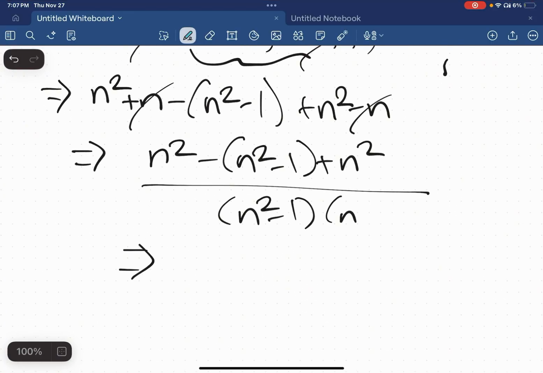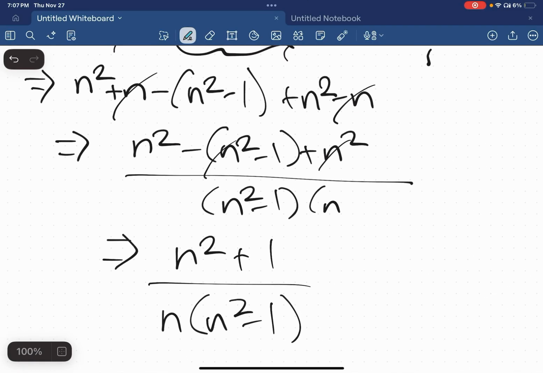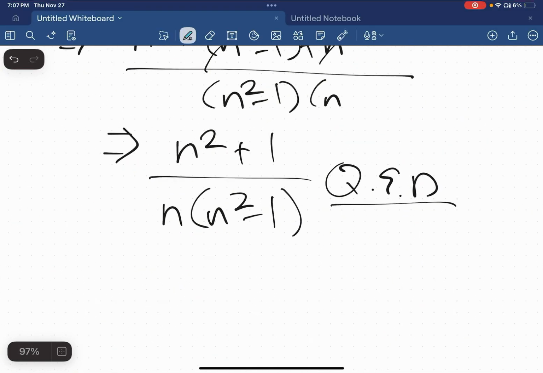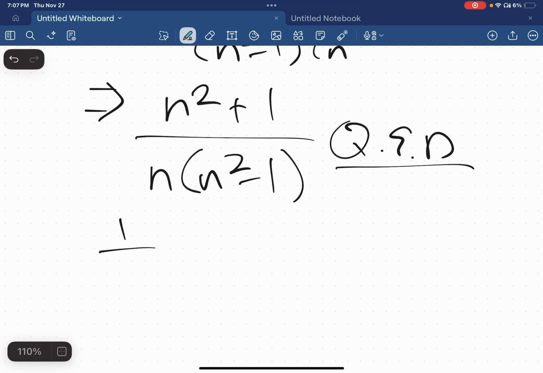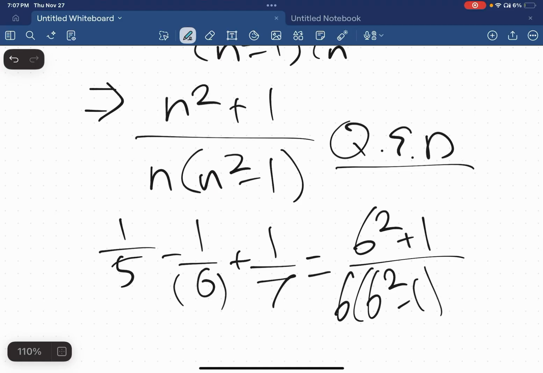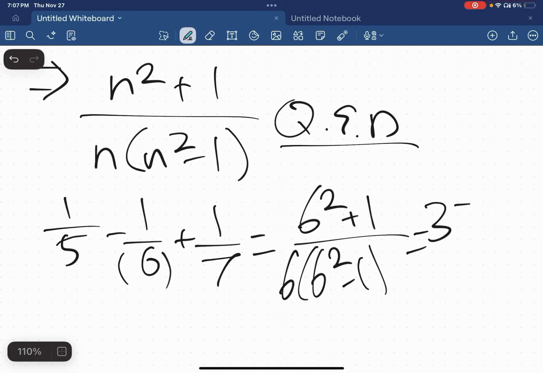This is going to end up equaling, those cancel out. That's a negative, so that ends up equaling n squared plus 1, which is what we had earlier, n squared minus 1. QED. I got a bit ahead of myself. Okay, now that we know that's true, we can solve this problem. In this case, 6 is going to be our n. So now we have 6 squared plus 1 divided by 6 squared minus 1. After doing some math, you'll end up getting 37 divided by 174.